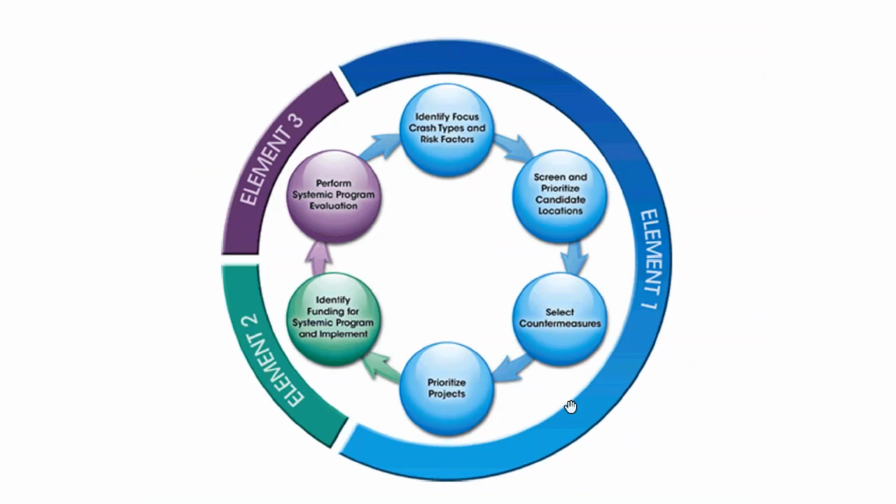In the Highway Safety Manual, this is a graphic that shows what systemic analyses should be based off of. You start off by identifying your major crash types and risk factors from those crash types. Then you screen a network and prioritize locations based off that screening. Then you select your countermeasures based off your risk factors, which usually tells you what kind of countermeasures might be useful for a city. And then you prioritize projects from that list of countermeasures.